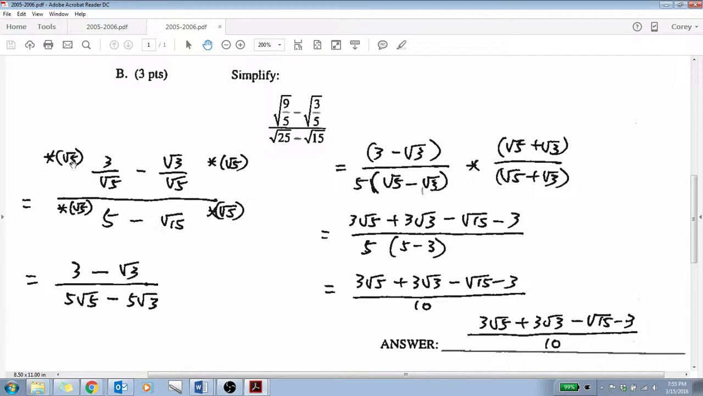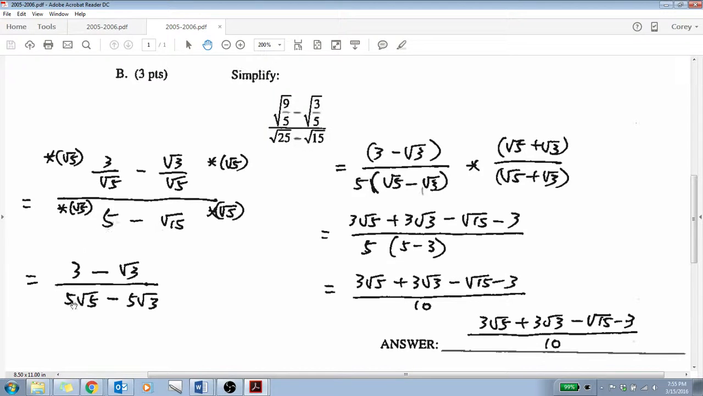3 square root of 5 times square root of 5 is going to be 3, so write that right here. And then square root of 3 over square root of 5 times square root of 5 over here is going to be just square root of 3 remaining. So I got rid of the fractions in the numerator. But I must also multiply the denominator by that.